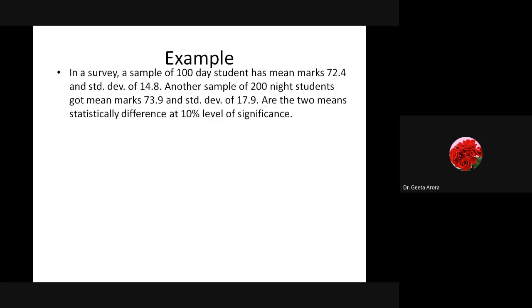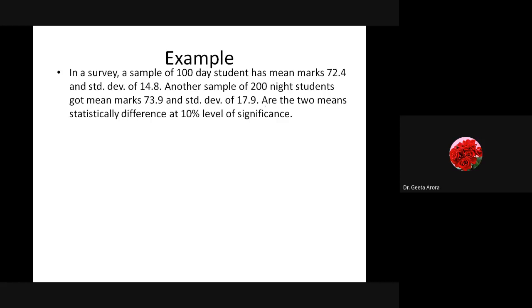Okay? So let's start with the next example. Here we are saying, in a survey, a sample of 100 day students has mean marks 72.4 and standard deviation 14.8. Again we have an example from a survey. Day students means those like you who study in the daytime. We have taken their mean marks and the standard deviation. And another sample of 209 students got mean marks 73.9 and the standard deviation is 17.9.